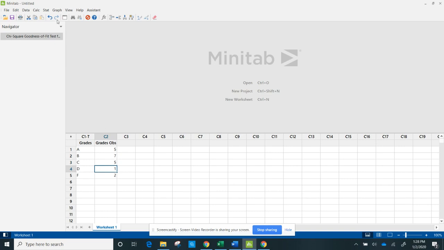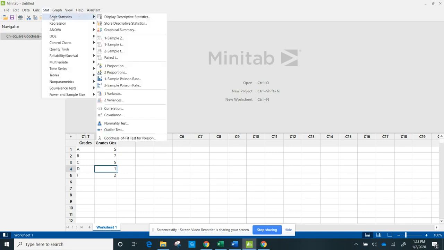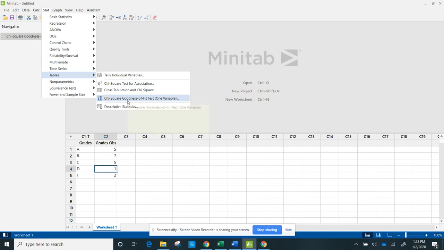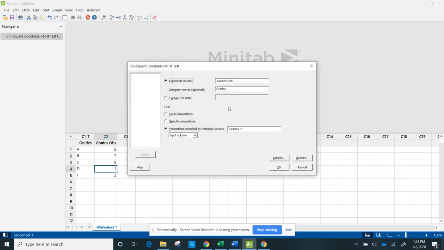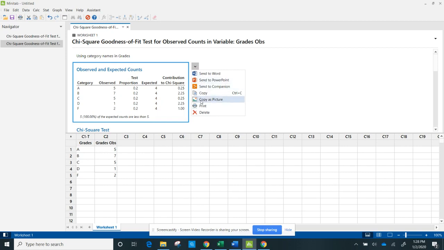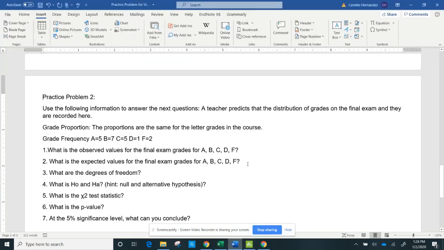Okay. So then I'm going to go to Stats, and I'm going to go to Basic, I'm going to go to, I'm all messed up today, Tables, and I'm going to go to Chi-Square Goodness of Fit Test. Click on it. So I have my observed in here and I have my category of grades, and I'm going to do equal proportions. Why? Because remember, it said equal proportions is what it was looking at. So I hit OK. And I get something. So the first thing I'm going to do is copy this picture and we're going to put it in the document and look at it.